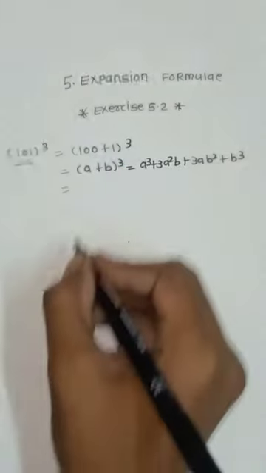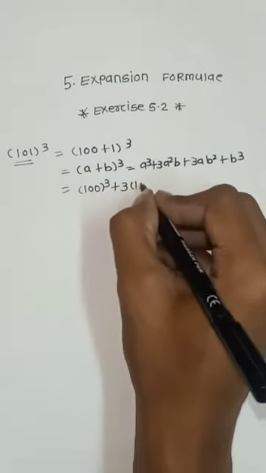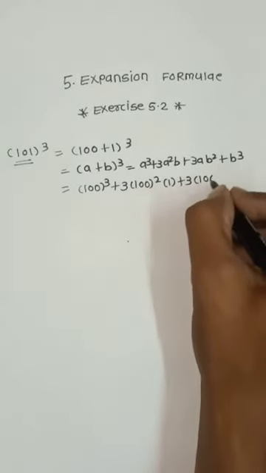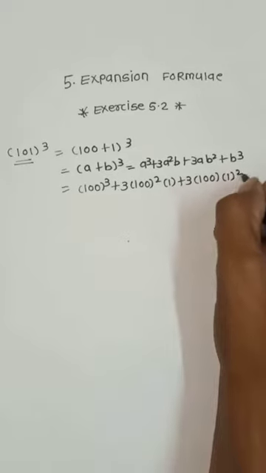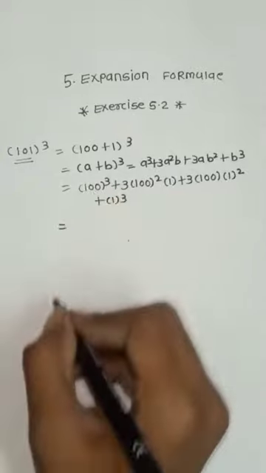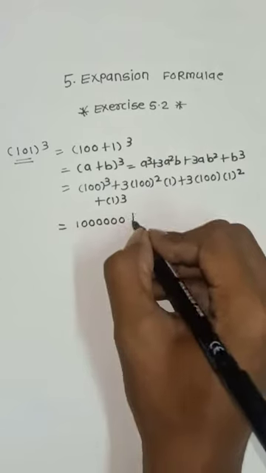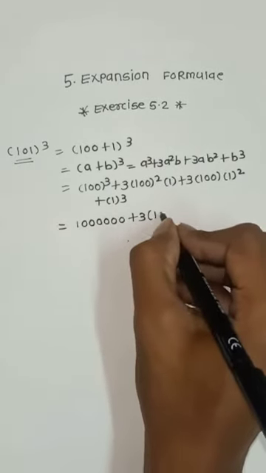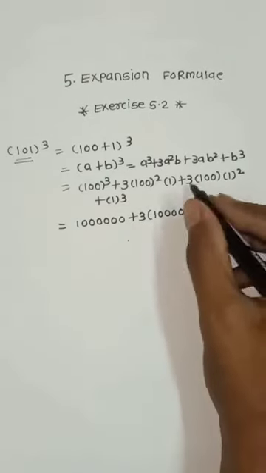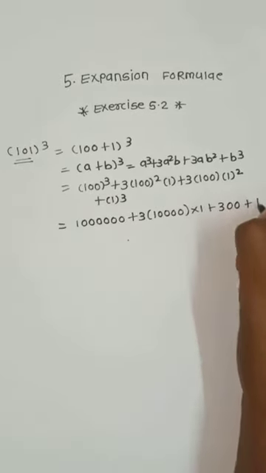While substituting the values, a cube is 100 cube, plus 3a square, that is 100 square, times b, that is 1, plus 3a, that is 100, times b square, that is 1 square, plus b cube, that is 1 cube. Now 100 cube, we know, is 1 and 6 zeros, that is 1 2 3 4 5 6, plus 3 into 100 square, that is 1 and 4 zeros, multiplied by 1, plus 3 into 100, that is 300, into 1 square, that is 1, that is 300, plus 1 cube, that is 1.